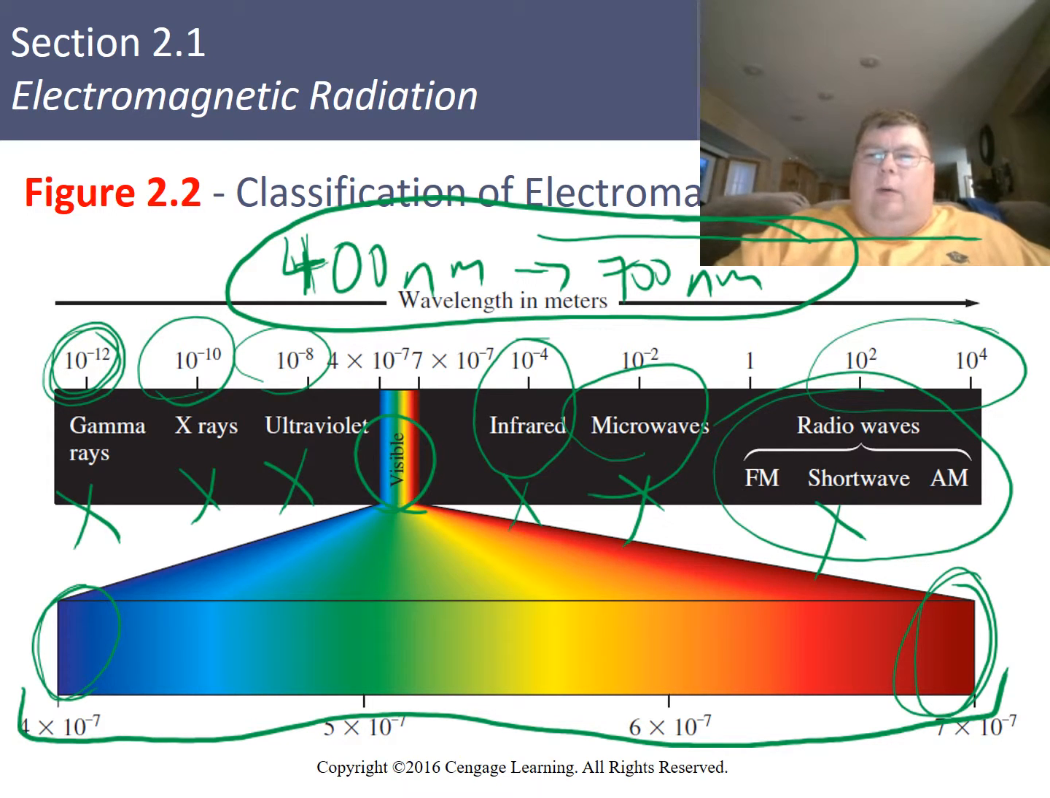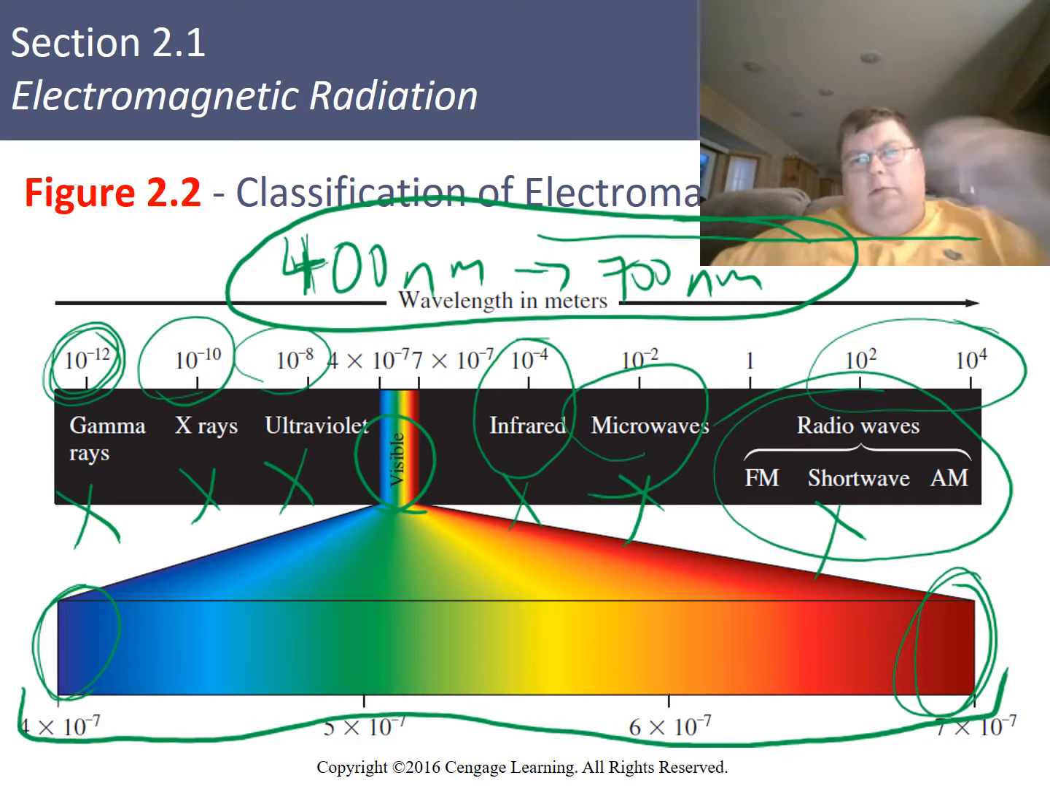Then we hit the radio waves. Now, radio waves tend to have really long wavelengths, on the order of meters or kilometers. So radio waves, things like car radio or TV or cell phone, these fall into that radio wave category.